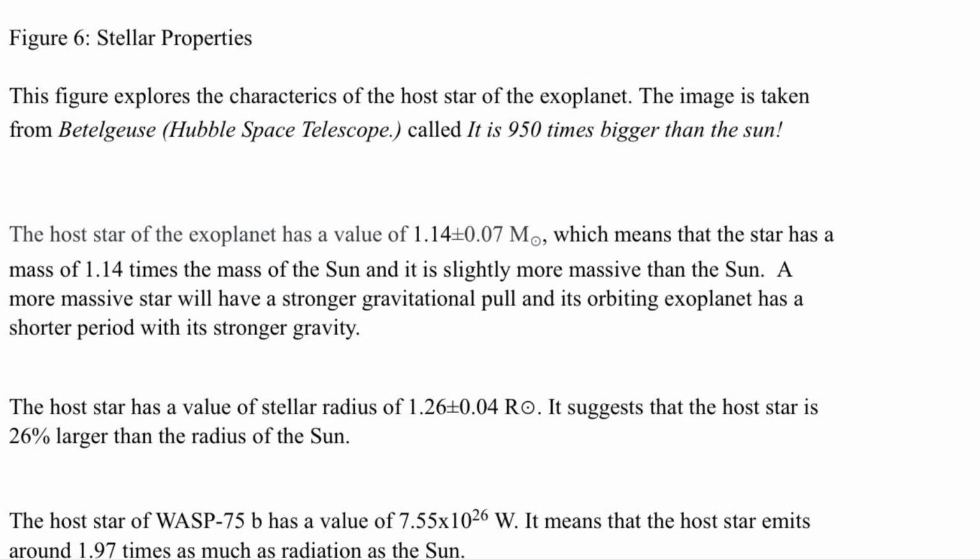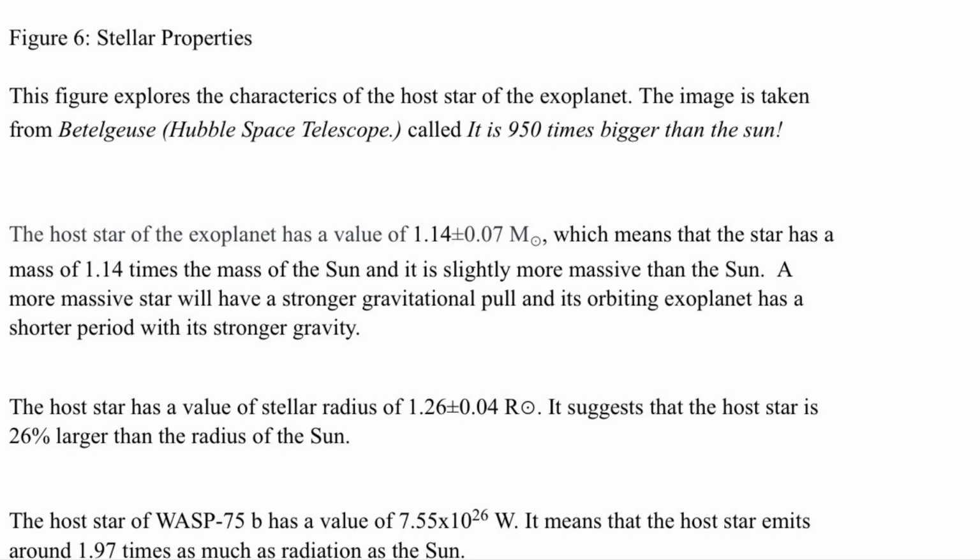The stellar mass is the total amount of matter of a star, and its unit of measurement is solar masses. The host star of the exoplanet has a value of 1.14 plus or minus 0.07 solar mass, which means that the star has a mass of 1.14 times the mass of the Sun, and it is slightly more massive than the Sun. A more massive star will have a stronger gravitational pull, and its orbiting exoplanet has a shorter period with its stronger gravity.